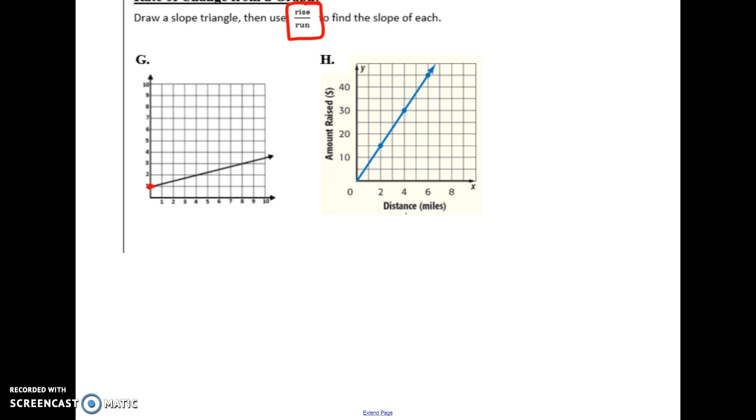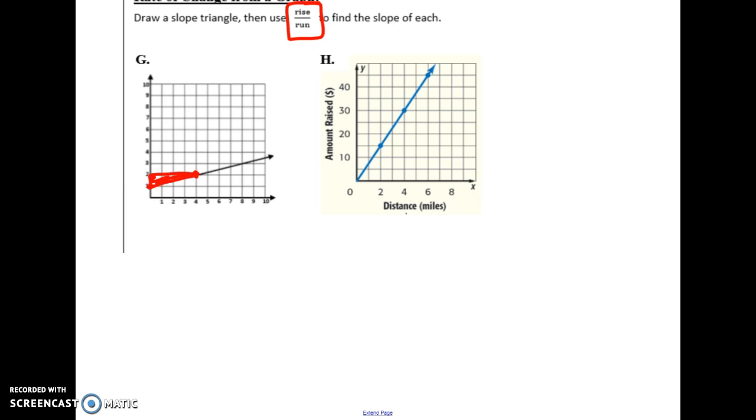Would I want to pick this next point right next to it? Or even this one right here? Yeah, see how they're kind of out in the middle of nowhere? You want to go to where the grid lines cross. So that right there would be a good set of points to pick to do your slope triangle.